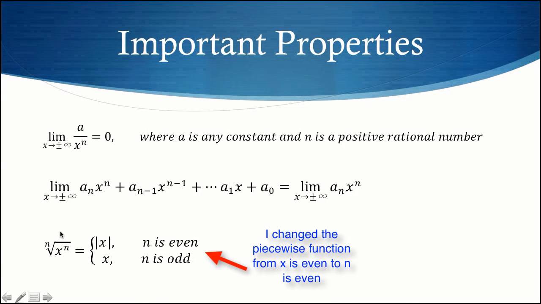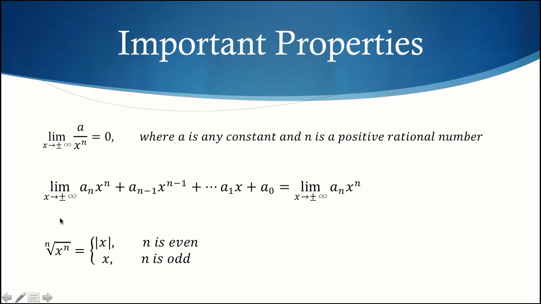Okay, so the last property that we're going to cover is a radical property. It's not a property that's related to limits at infinity, but it's a property that I wanted to remind you of because we're going to need it in one or two of the examples later on in this lesson. So it says that if you're taking the nth root of x to the n, you can't just call it x. It's going to be the absolute value of x if the index is even, and it's going to be x if n is odd.